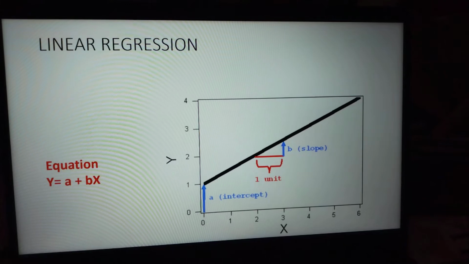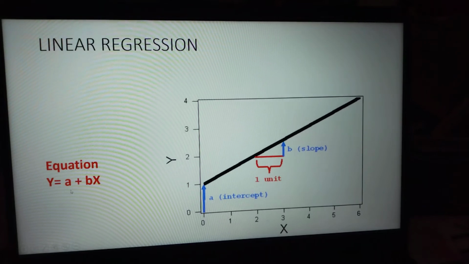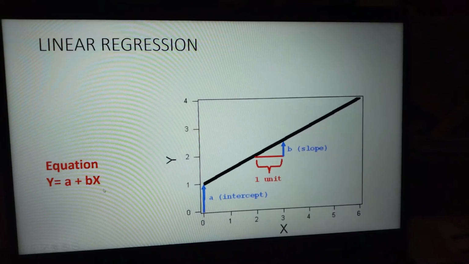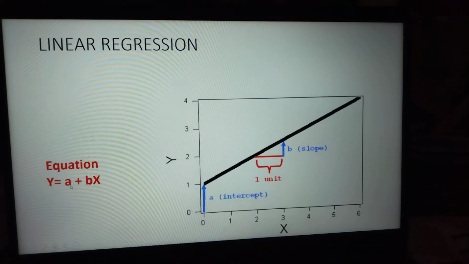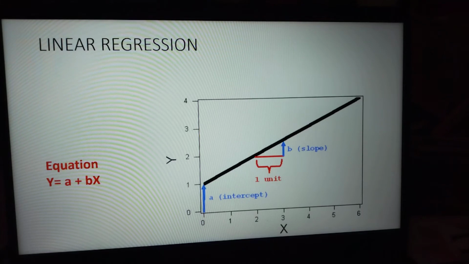So I told you that there is an equation to understand the linear regression model, and that equation is capital Y is equal to A plus B capital X. Here Y and X are the variables. What does the term variables mean? Variables means that which varies, that changes. A variable is not a fixed quantity. It's not a fixed character. It will change. Like time is a variable.